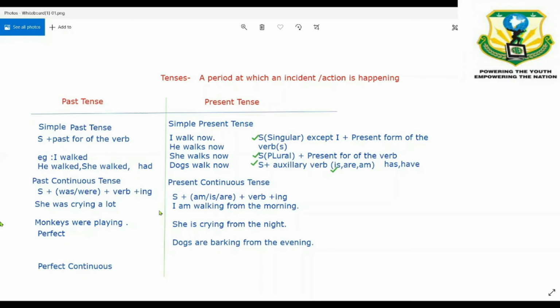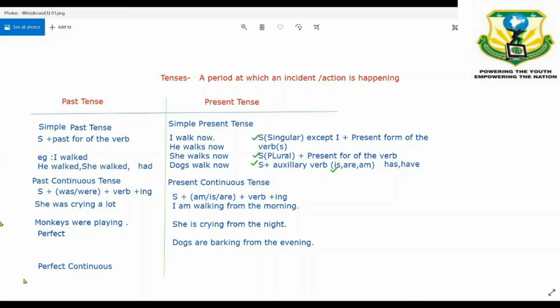I also explained with some examples. I am walking from the morning. She's crying from the night. Dogs are barking from the evening. These are all examples of present continuous tense. She was crying a lot. Monkeys were playing. These are examples of past continuous tense.